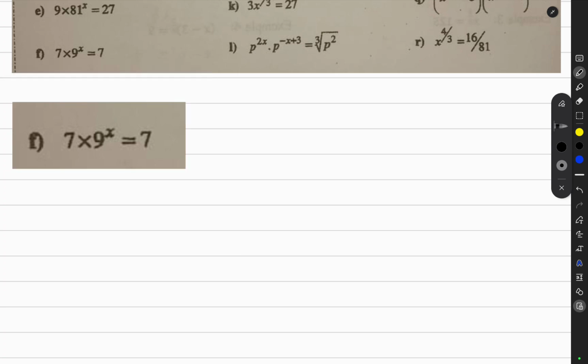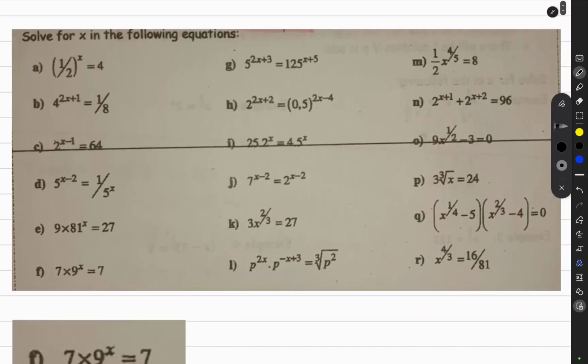Okay, F will be here. So doing F, the first thing you need to do is divide both sides by 7. You're going to get 9 to the power x equals 1. And any number to the power 0 is 1, you know that. So you go after the base on the left, which is 9, meaning that here should be 9 to the power 0, and the answer at last will be 0.